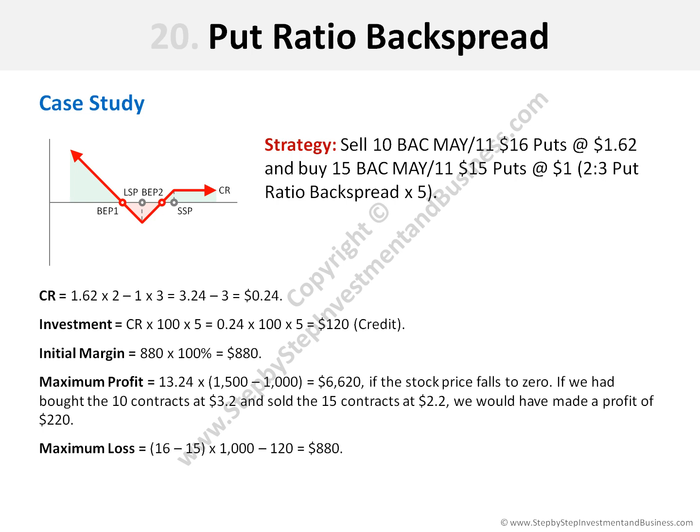Therefore, our investment is equal to 0.24 multiplied by 100, which is the cost of the strategy per contract, multiplied by 5, which is the number of ratio backspreads we entered. That's a total of $120. This money is credited to our account.